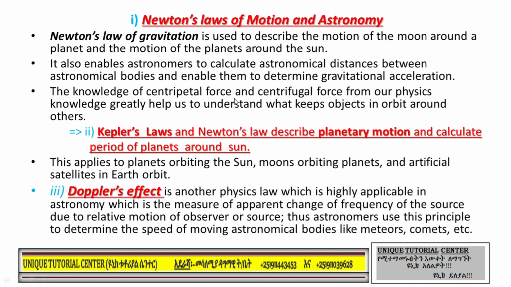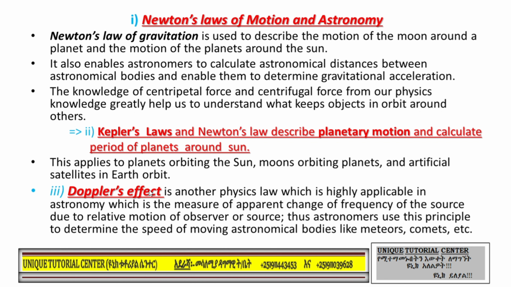The knowledge of centrifugal force from our physics knowledge greatly helps us to understand what keeps objects in orbit around each other. And the other law is known as Kepler's law. It enables us to understand planetary motion and to calculate the period of planets around the sun. So this law is very, very important. You are going to learn it in unit 2. This applies to planets orbiting the sun, moons orbiting planets, or artificial or commercial satellites revolving around the Earth.